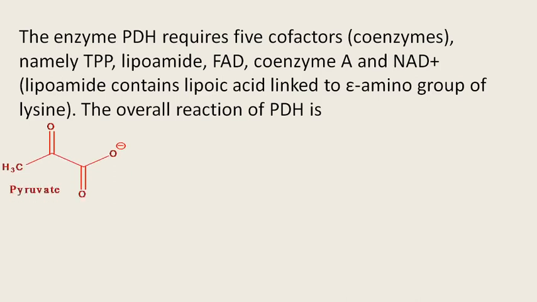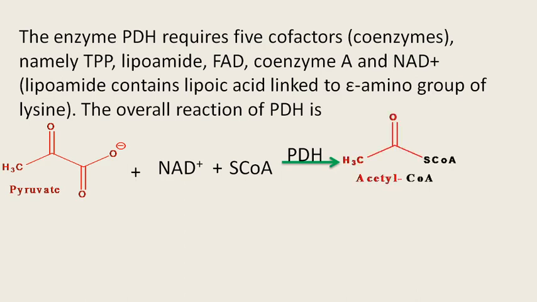This is pyruvate. It reacts with NAD+ and thiocoenzyme A. You can call this thiocoenzyme A or you can simply call it coenzyme A. And with PDH, which requires all these 5 cofactors, our pyruvate is converted into acetyl coenzyme A. Here one molecule of CO2 is evolved, and NADH and H plus are also produced.